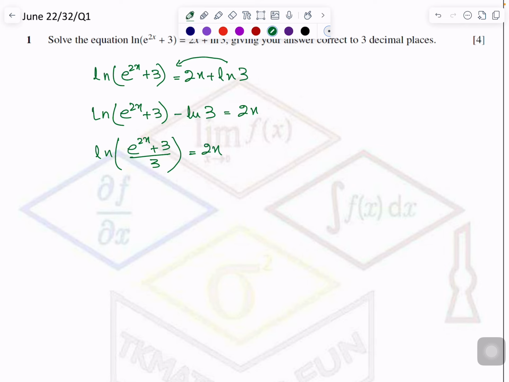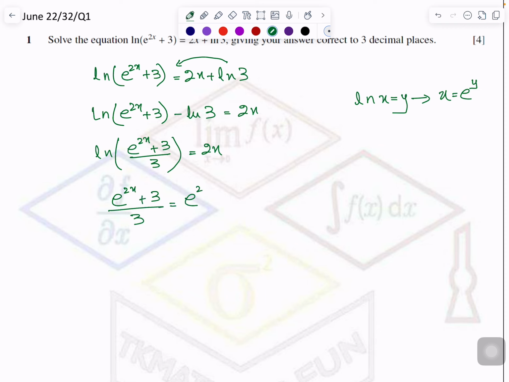After that, I will change this log form into index form. I told you in the last video and I'm explaining again: whenever you change log form into index form, it is x = e^y. Why in this case? Because ln means log base e. We have discussed this in detail; you can watch the previous videos.